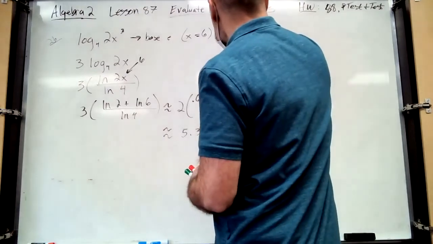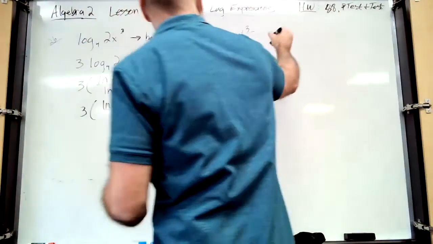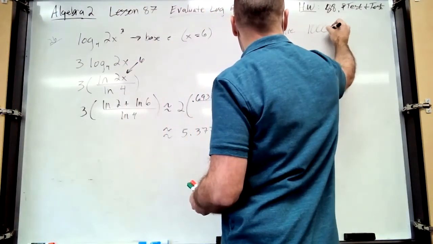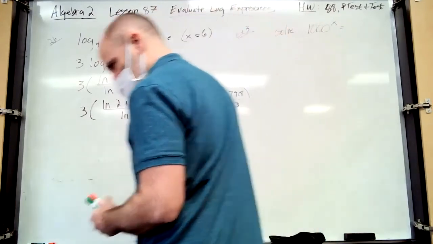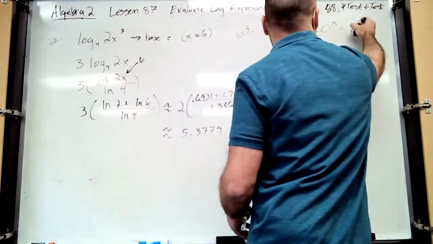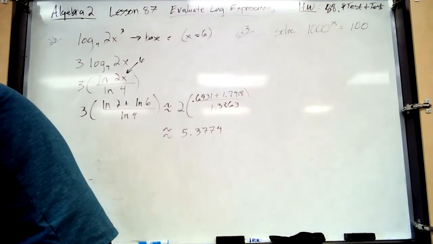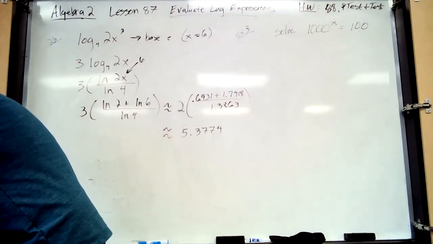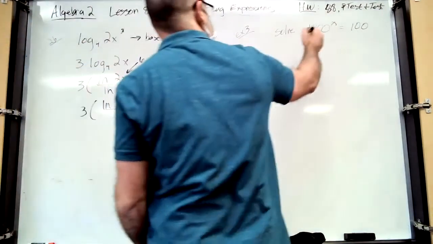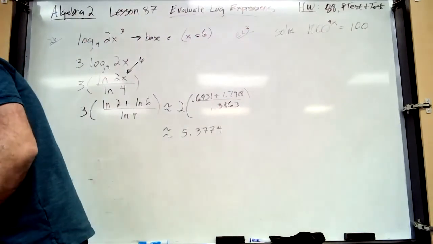So this is example 3, and we are going to solve 1,000 to the x power equals 100. No, it's not x power. It's 9x. So disappointed with my eyes.